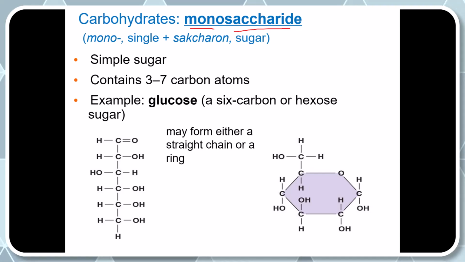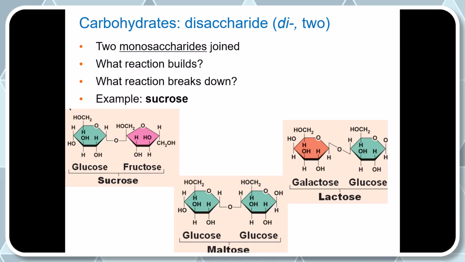For example, glucose is a monosaccharide, and they can either be in this straight chain form or the ring form. So then we've got disaccharides. That root word di means 2. So that's 2 monosaccharides linked together. What reaction would build a disaccharide? That would be a dehydration synthesis reaction. And what reaction would break down a disaccharide? That would be a hydrolysis reaction.